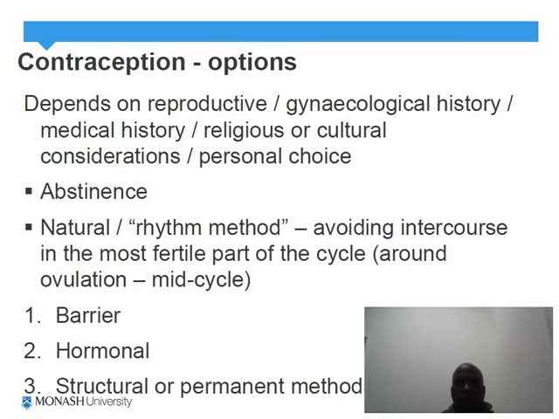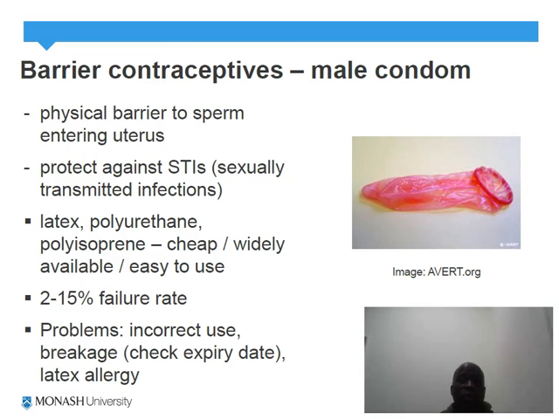And then, of course, we have barrier methods, hormonal methods, and sterilization or permanent methods. We'll look at these in more detail. For example, let's look at the barrier method. The first barrier contraceptive for males is called the condom. It's a male condom. This is a physical barrier to sperm entering the uterus. Once the male puts on the condom, it will block sperms from entering the cervix and the uterus.